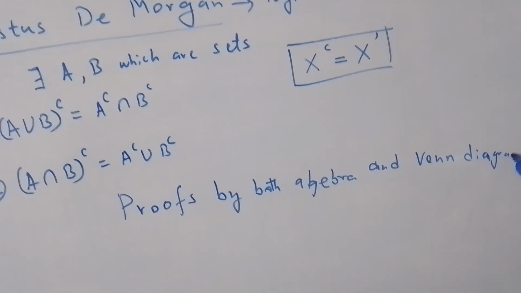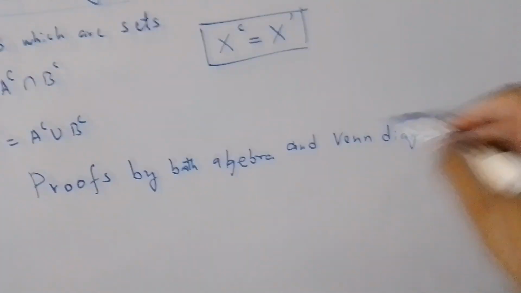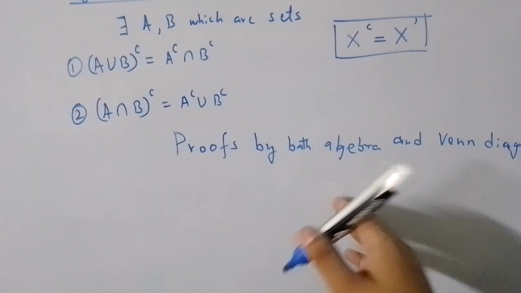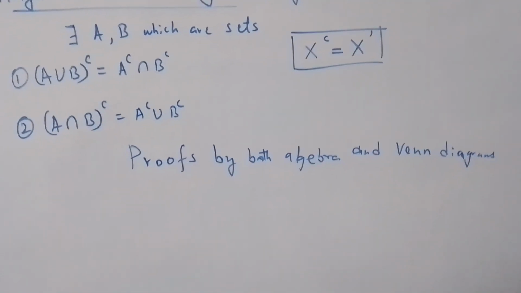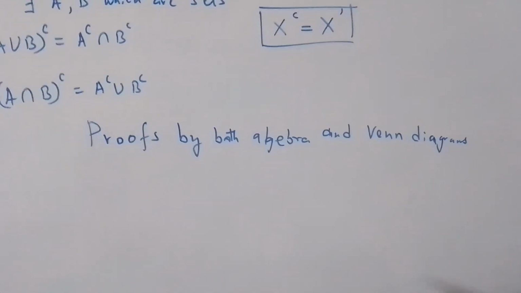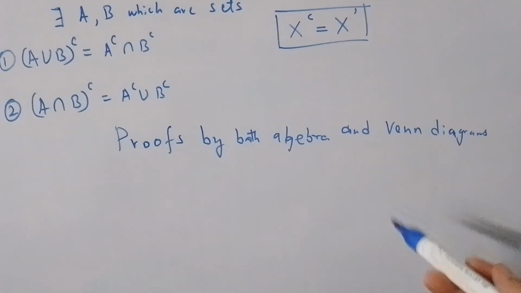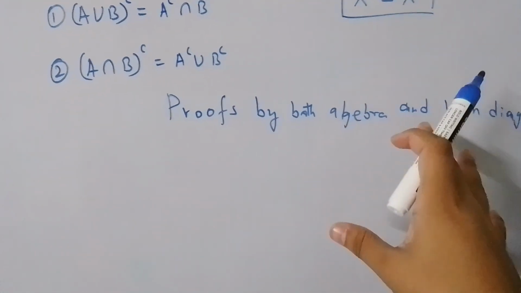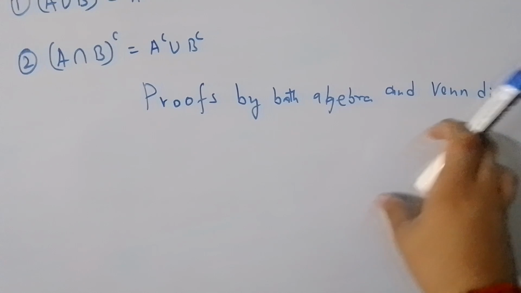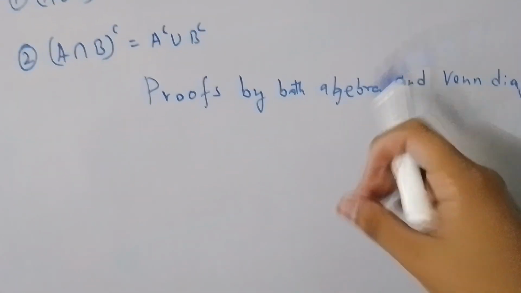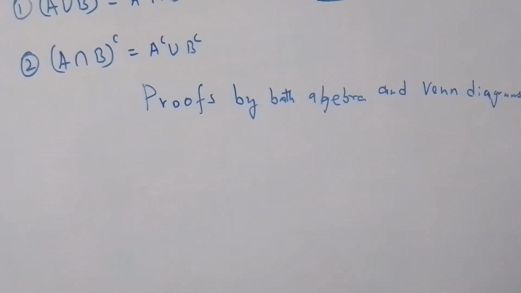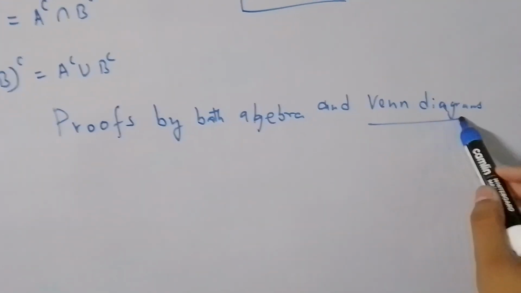So before that, what is a Venn diagram? Basically, a Venn diagram is a diagram by which the relationship between some sets can be better understood by some pictorial representation. Okay, so this is basically a Venn diagram. Now let's move on to the proofs.